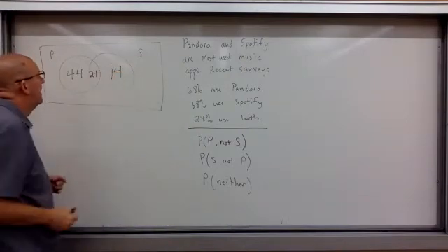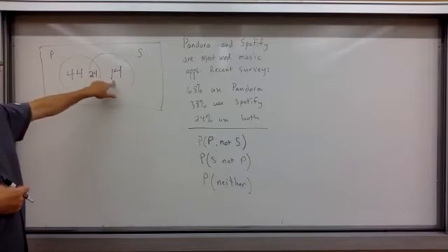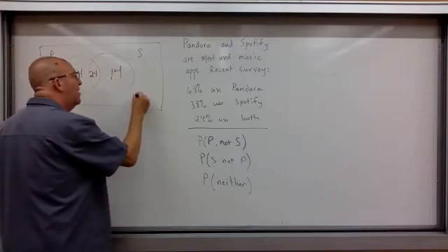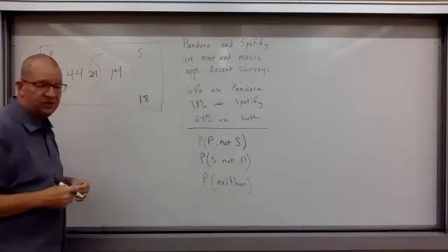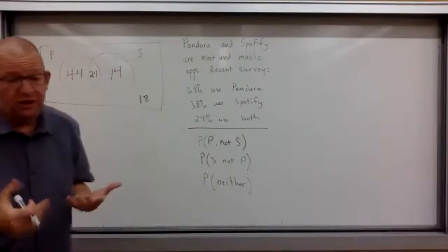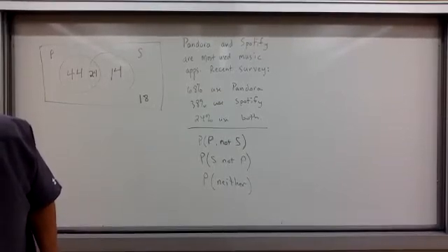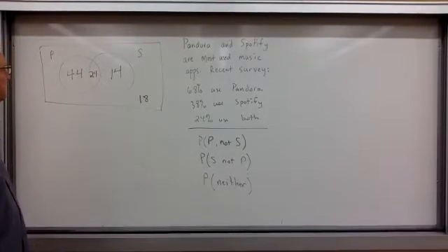Now, does that add up to 100? Let's see. 44 and 24 is 68, and 14 is 82. That must mean that there are 18% of the people in this survey who used neither. All right, and that's what we're talking about here with that nice Venn diagram.